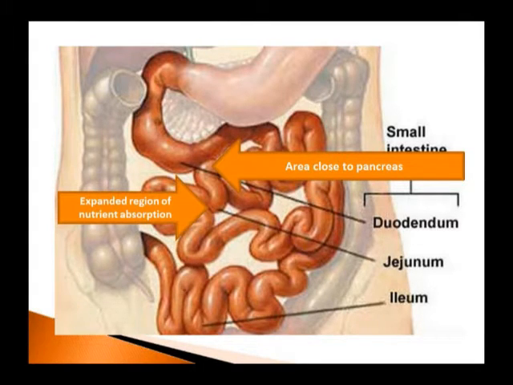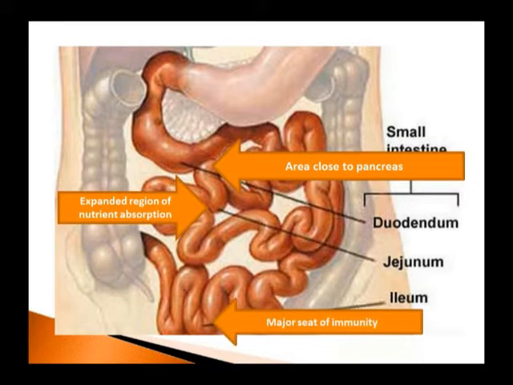And then the jejunum is this large area of just an expanded region of nutrient absorption. We get some nutrient absorption in that proximal end of the duodenum, particularly a lot of glucose and sugars are absorbed there. But we have an expanded area of nutrient absorption from the jejunum. And then really the major seat of immunity in the small intestine is down in the ileum.